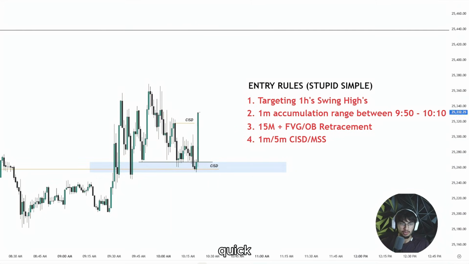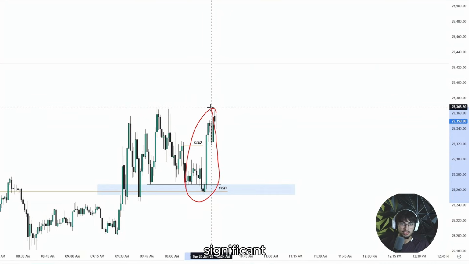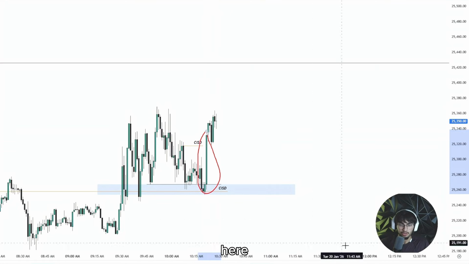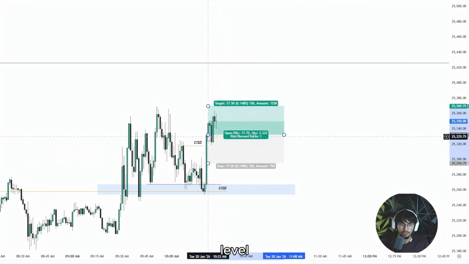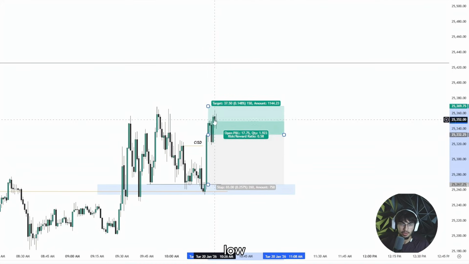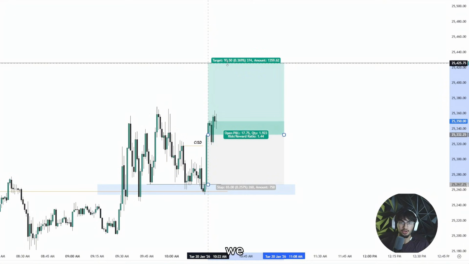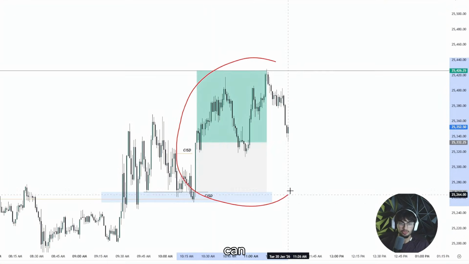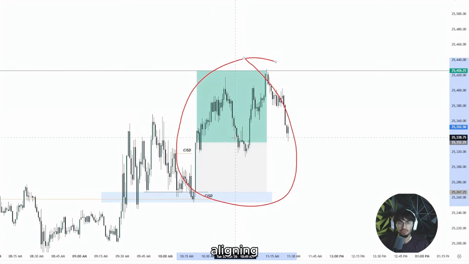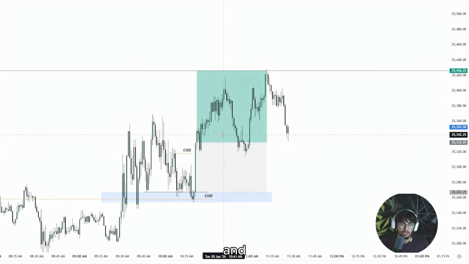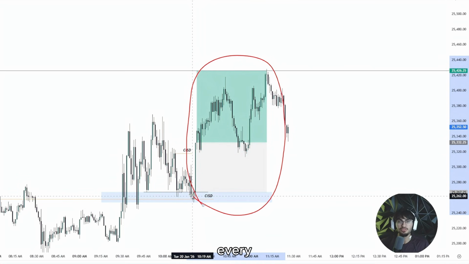Let's see if we get that real quick. So as you guys can clearly see, we get a significant candle body closure off this level right here. We would pretty much take our position off this level right here, keep our stop loss at this low, and target the swing high right here, and we can see how the strategy plays out. And as you can clearly see, we get a beautiful distribution, aligning ourselves with that 10 a.m. AMD model, aligning ourselves with the institutions, and catching this beautiful trade that happens every single day.